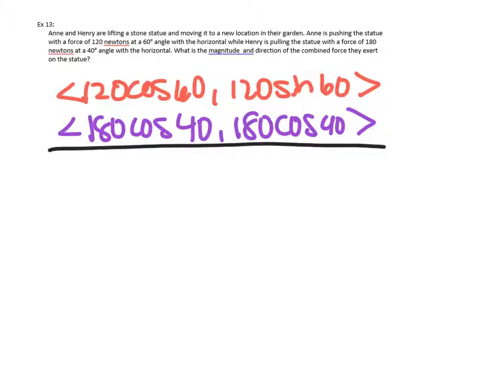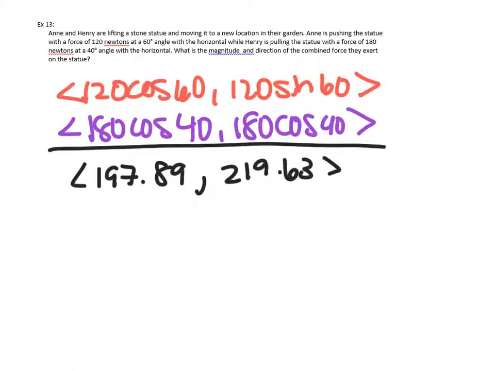So when I add this together in the calculator, I'm going to add 120 cosine 60 plus 180 cosine 40, and I get 197.89. And if I add together 120 sine of 60 and 180 sine of 40, I get 219.63. That is my vector, which is a positive comma a positive. So this is 197.89, 219.63.